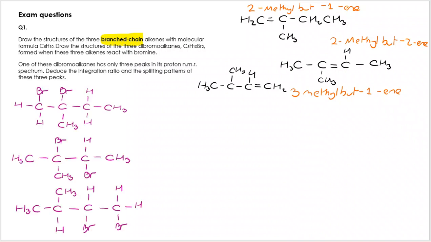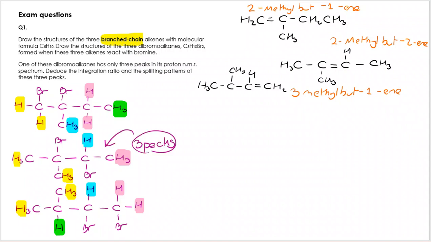And I'm going to go through and highlight the different environments now. So I can see in the first one, I've got 1, 2, 3, 4 environments. In the second, I've got 1, 2, 3 environments. And in the third, I've got 1, 2, 3, 4 environments again. So once I've got all of that, I'm asked about the one that's got 3 peaks, so that's 3 environments. It's the middle one. So once I've got that, I can highlight which ones I'm talking about. You might also do that with chemical shift values from the NMR if they're provided.